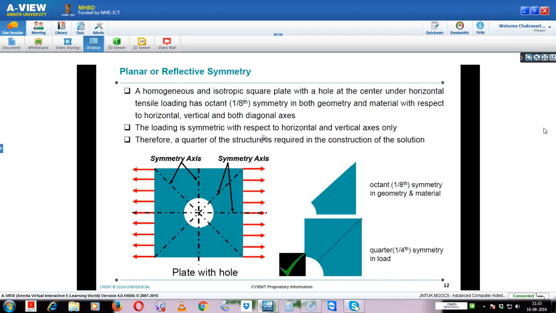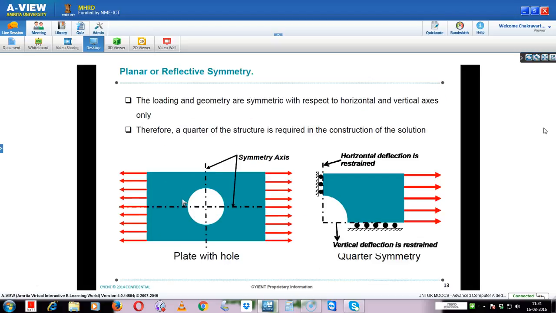So here the loading is symmetric with respect to the horizontal and vertical axis. That means this is vertical and horizontal. Diagonally there is no symmetry for the loads. Whereas geometry exhibits symmetry about the horizontal, vertical and diagonal axis. So more examples on planar or reflective symmetry.